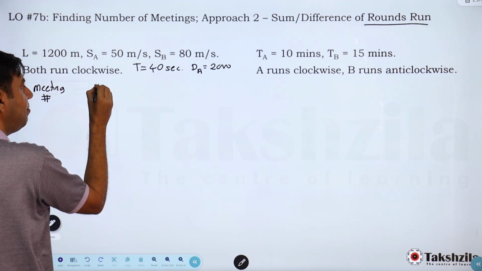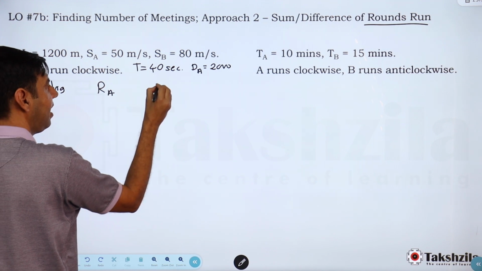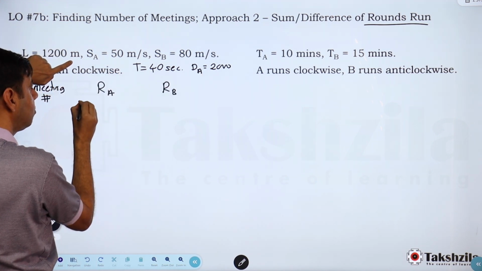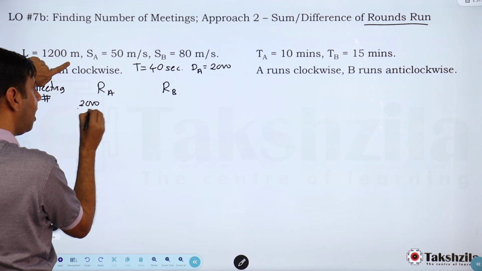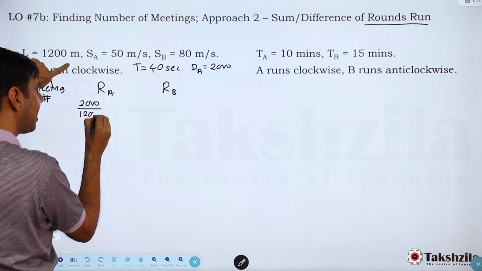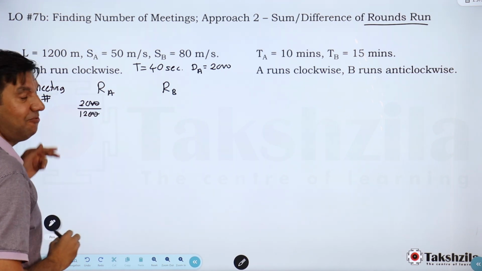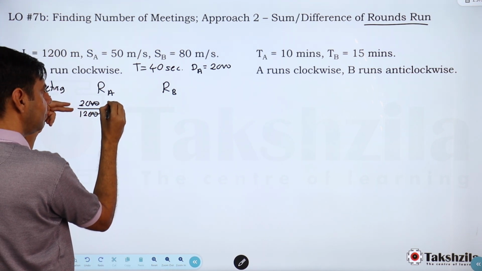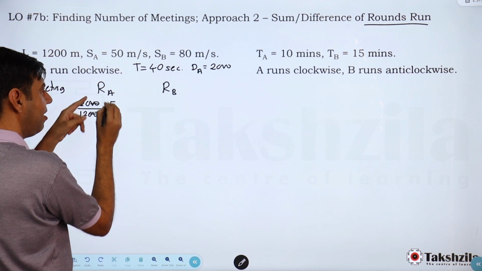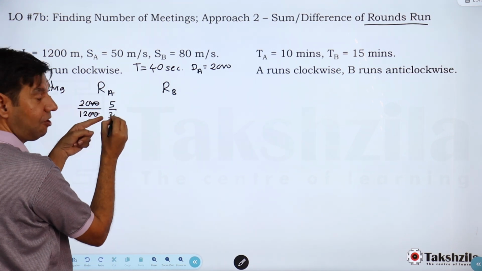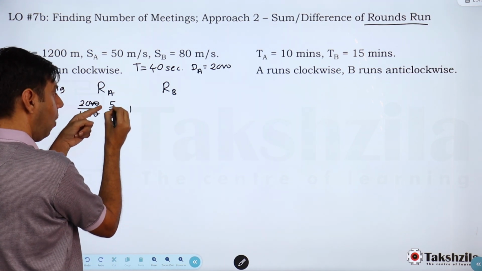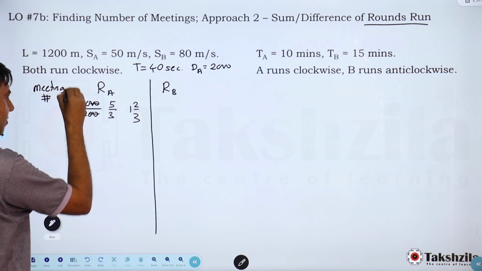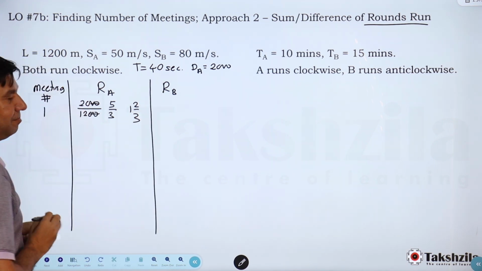Okay, so let me call it rounds run by A, rounds run by B. So A has covered 2000. 2000 when I divide it by the track length, okay, I will be getting 5 by 3. Okay, you can even think of it as a mixed fraction, 1 round and 2/3 of a round. This is the first meeting.